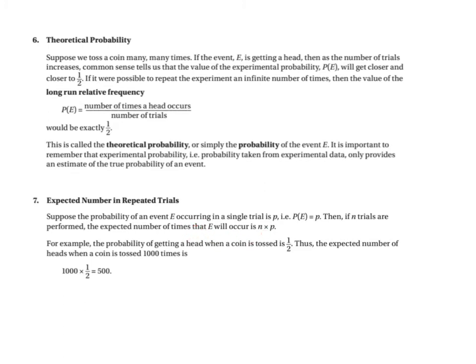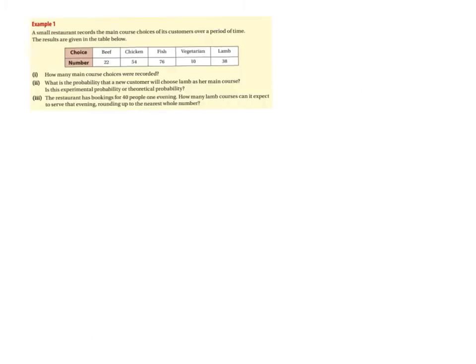So again, for example here, the probability of getting a head when a coin is tossed is a half, thus the expected number of heads when a coin is tossed 1,000 times is n by p, and you see n is 1,000 here, p is a half, and n times p is 500. And of course you'd expect that out of 1,000 tosses of a coin, around 500 of them to be heads and 500 to be tails. Okay, let's have a look at this example.